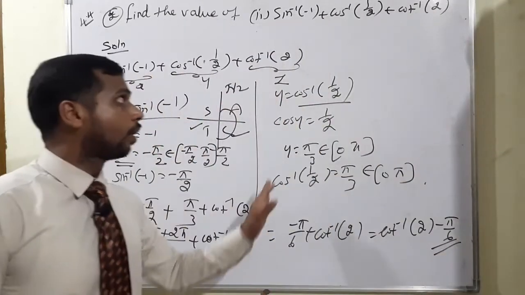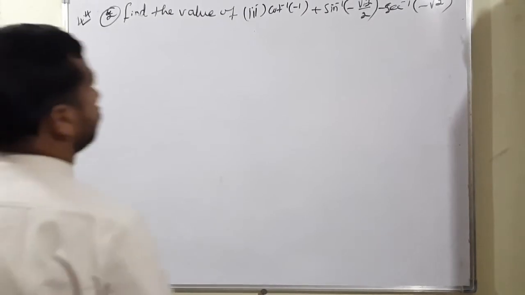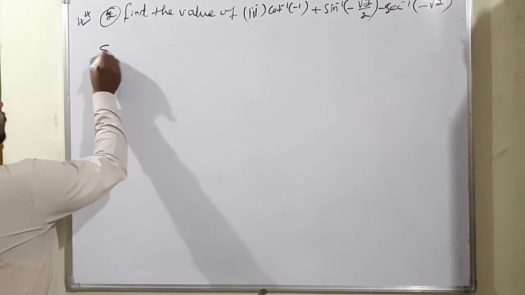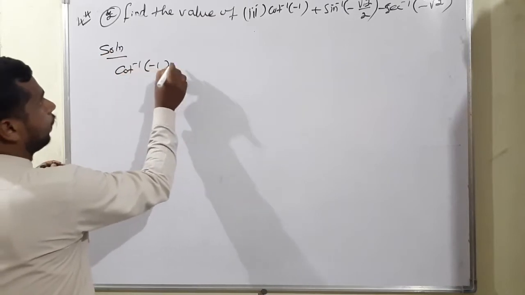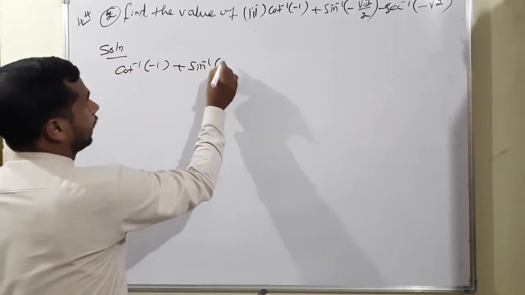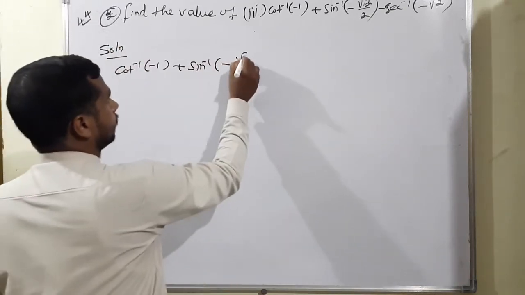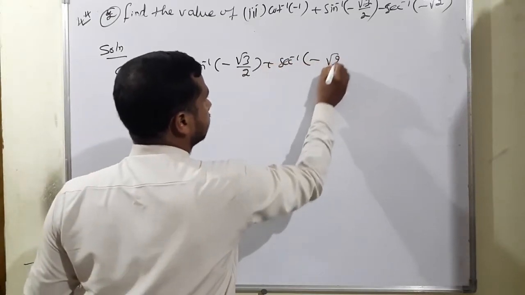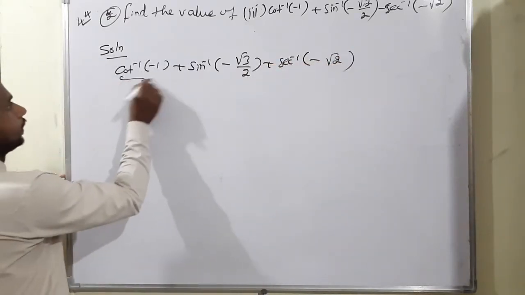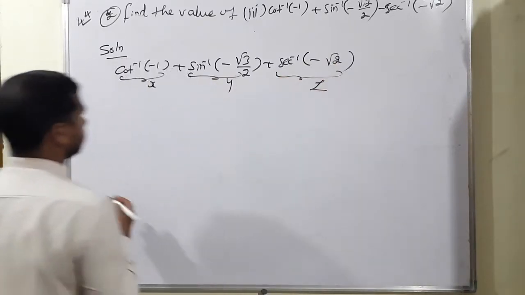Okay, I will continue the last subdivision from exercise 4.4 question number 2. So, subdivision third, question solution. Cot inverse of minus 1 plus sin inverse of minus root 3 by 2 plus secant inverse of minus root 2. Okay. This is considered for x, considered for y, and the last term considered for z.